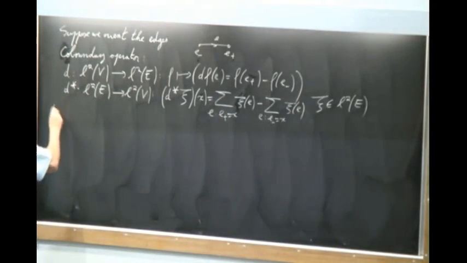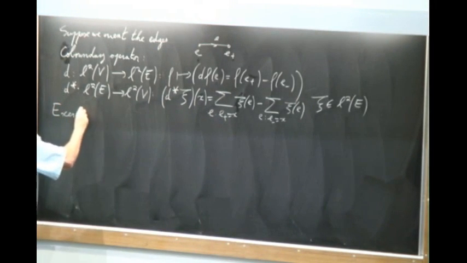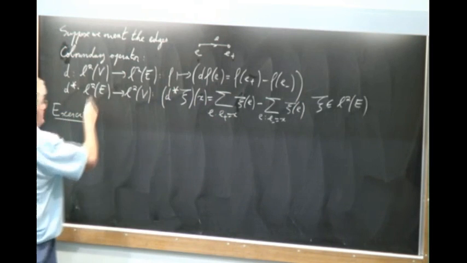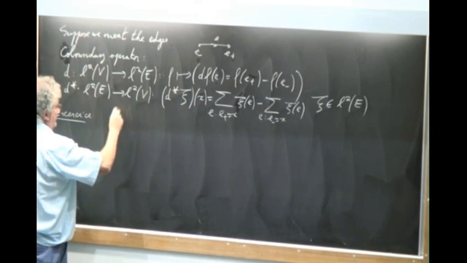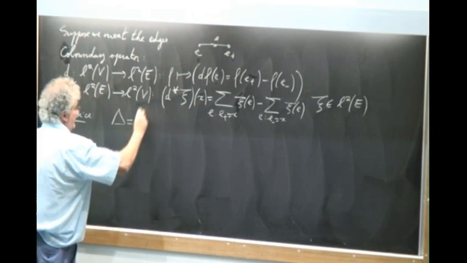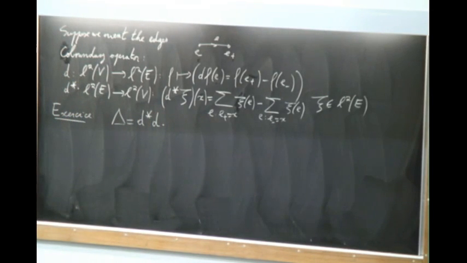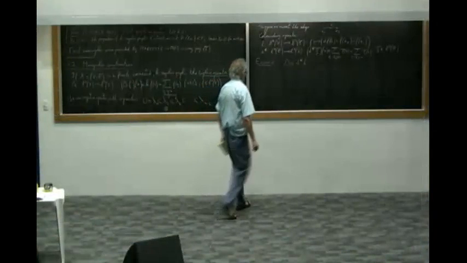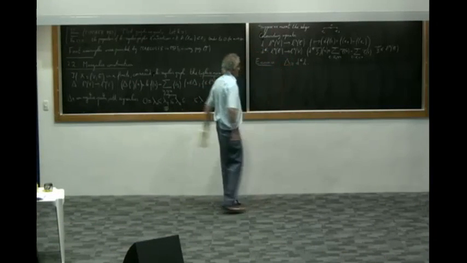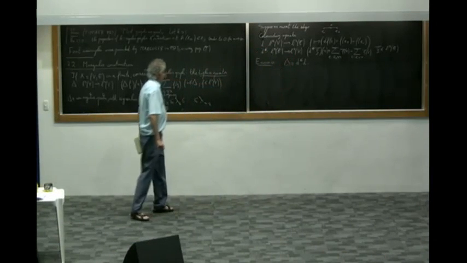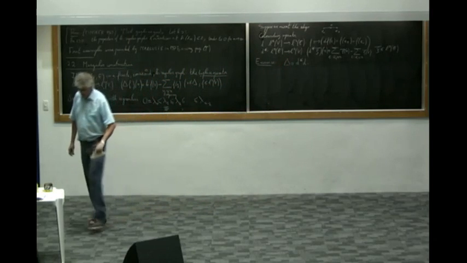And I leave you as an exercise, using these two formulas, to check that the Laplace operator is d star d, as every Riemannian geometer knows. No? But okay, it's a two-line computation. But this is interesting for us for the following reason.